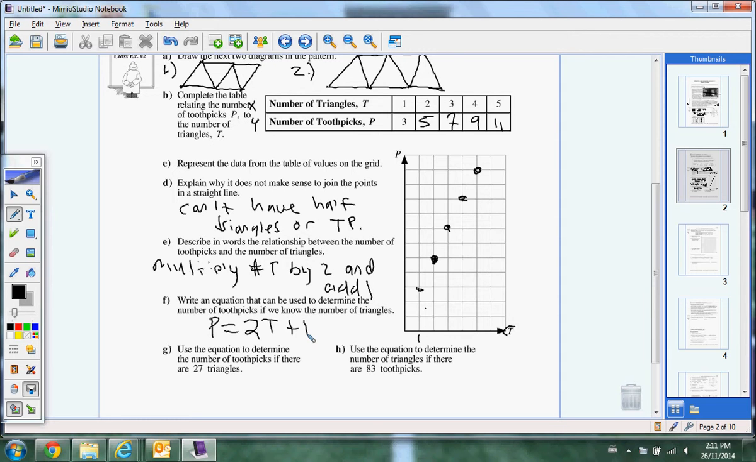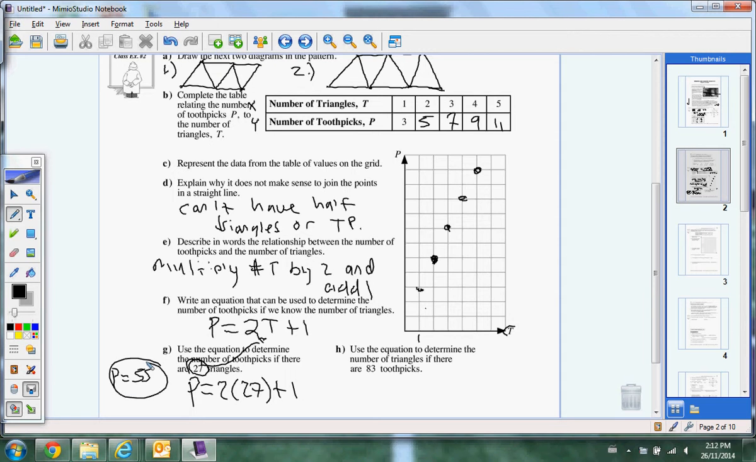G, use the equation to determine the number of toothpicks if there's 27 triangles. So there's 27 triangles. Where do I put the number 27? In for T. So I'm going to go P equals 2 times 27 plus 1. 2 times 27 is 54, plus 1 is 55. So that means there'd be 55 toothpicks for that example.